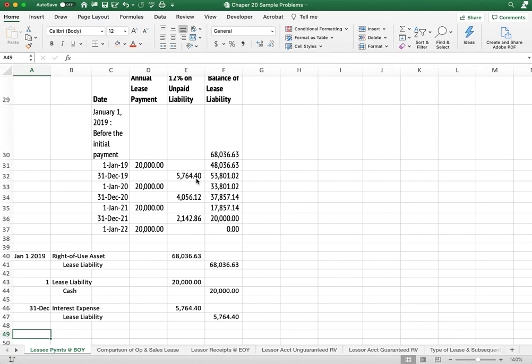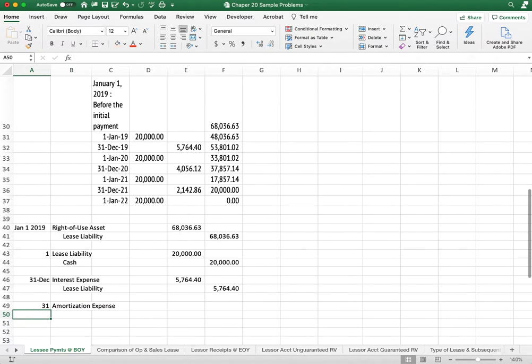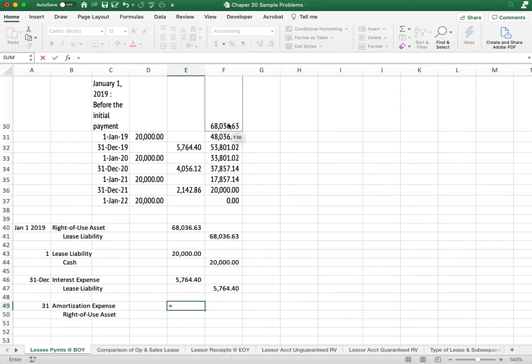Also on the 31st, we're going to amortize the expense, and so we will have here amortization expense, right of use asset. And so this is going to be equal to the whole 68,000 divided by 4. So we'll say equals that 68,036 divided by 4, and we get 1709.16.